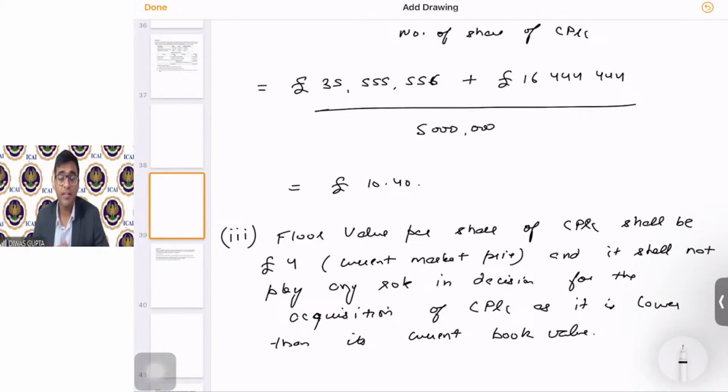So Shruti is asking, why are we adding synergy benefit only in the max amount? Because synergy ultimately is gained by MPLC. If MPLC is to offer something, MPLC will first see what it is getting, and it is getting the synergy benefit. CPLC is actually selling, so from the seller's point of view we don't have to consider synergy. From the buyer's point of view, we have to consider the synergy. Okay, Shruti?